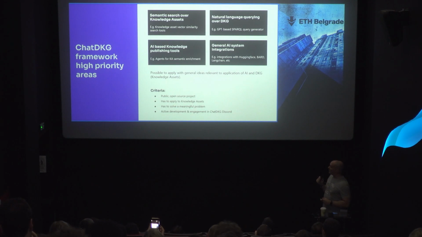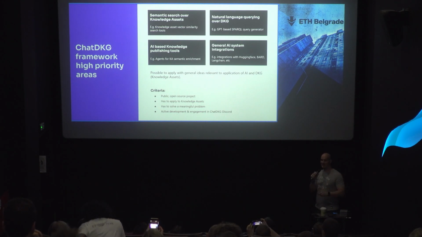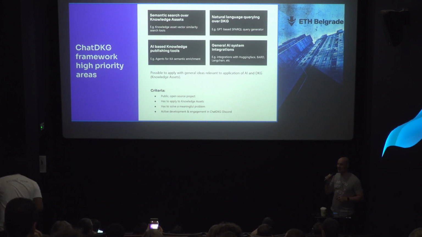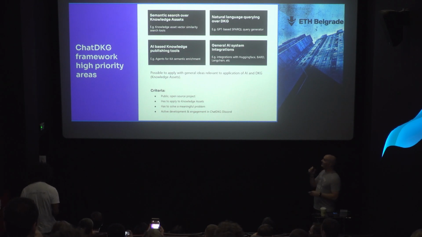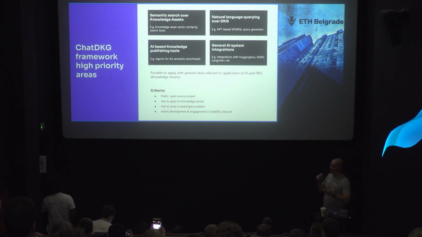So what are the high priority areas we're looking for? We're looking for these four. We're looking for semantic search over knowledge assets. What you've seen previously was just one POC. We're not claiming we know how to do this best. We did this for the first time in our life, so maybe you guys know better. And if you do, please get in touch.